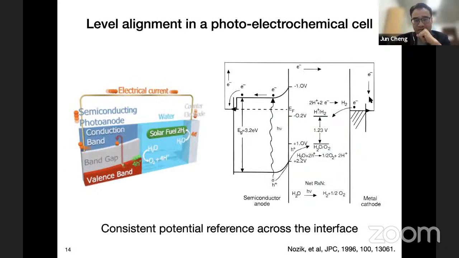Back to this level alignment diagram I showed you earlier, it's really to do the alignment across this interface, to put the levels in solution and all the band levels and defect levels in the semiconductor on the same scale. We need to have a consistent potential reference across the interface.